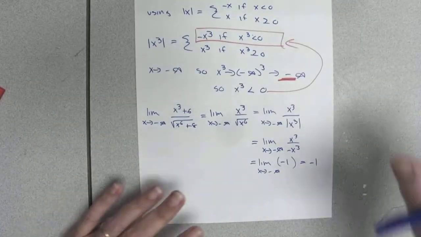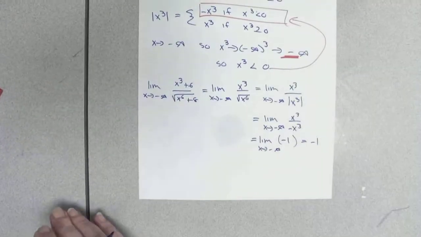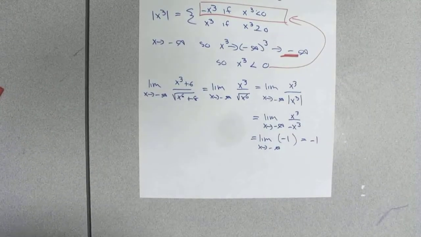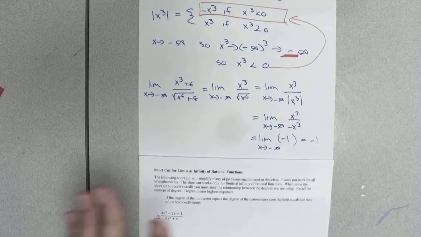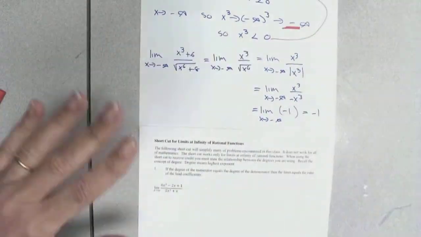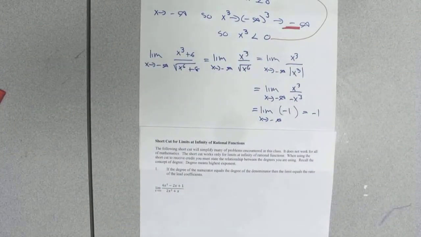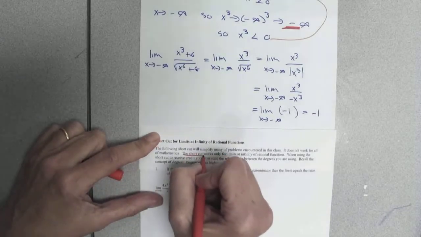Last 3 problems in this section. For a lot of problems, there's going to be a shortcut for limits at infinity. Now, disclaimer, this is a shortcut for only limits as x approaches infinity and negative infinity. The following shortcut will simplify many of the problems encountered in this class. It does not work for all of mathematics. This shortcut works only for limits at infinity of rational functions.